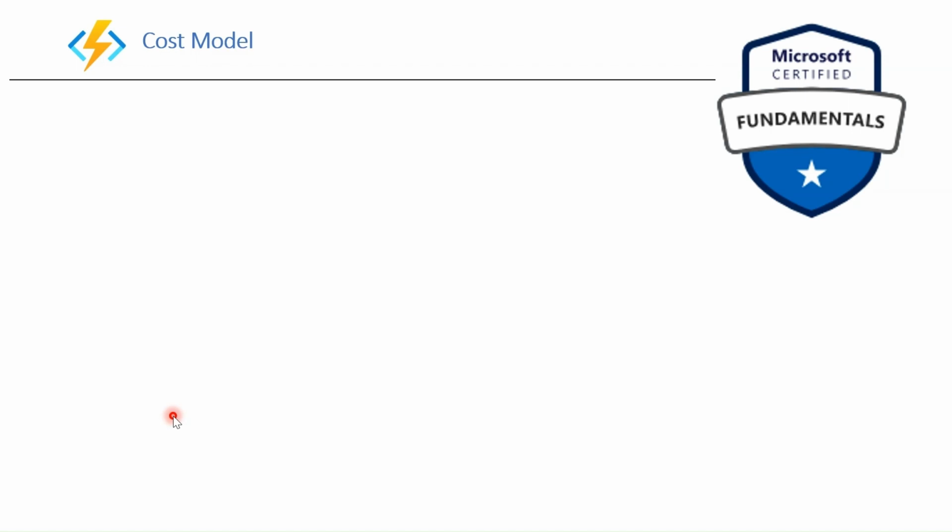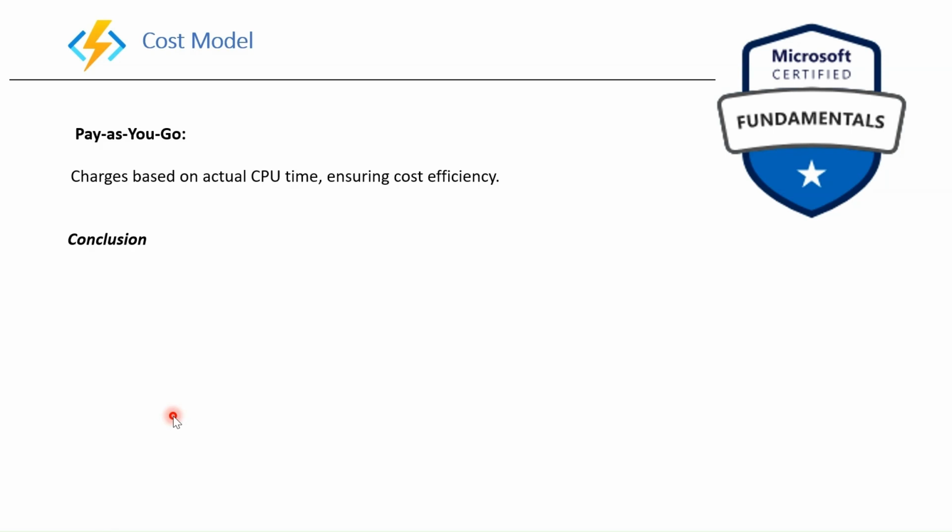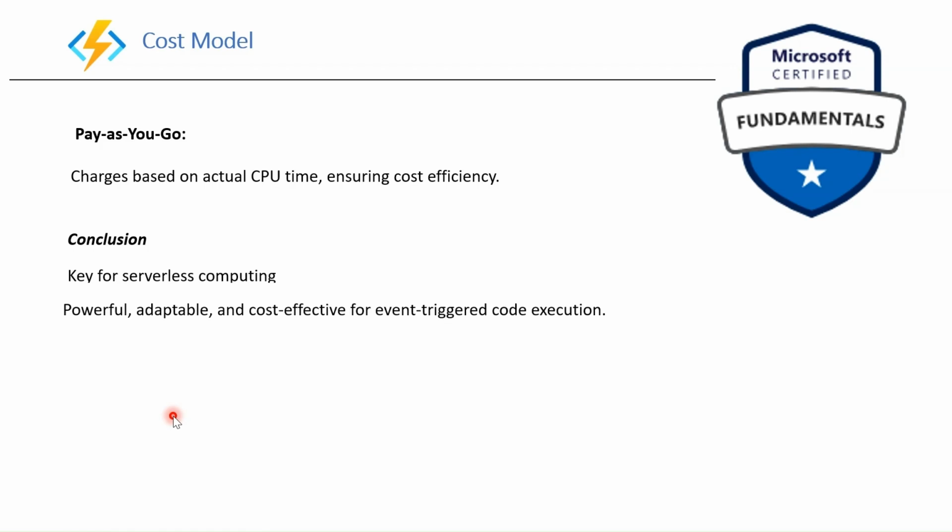Right. Let's look at, last but not the least, the cost model. So it's pay as you go, charges based on actual CPU time, ensuring cost efficiency. So only for the time that it runs, it charges you. That's how it maintains cost efficiency. Right. So in conclusion, key for serverless computing. If you want to have serverless computing, then Azure function is your go-to resource, and powerful, adaptable, and cost-effective for event triggered code execution.